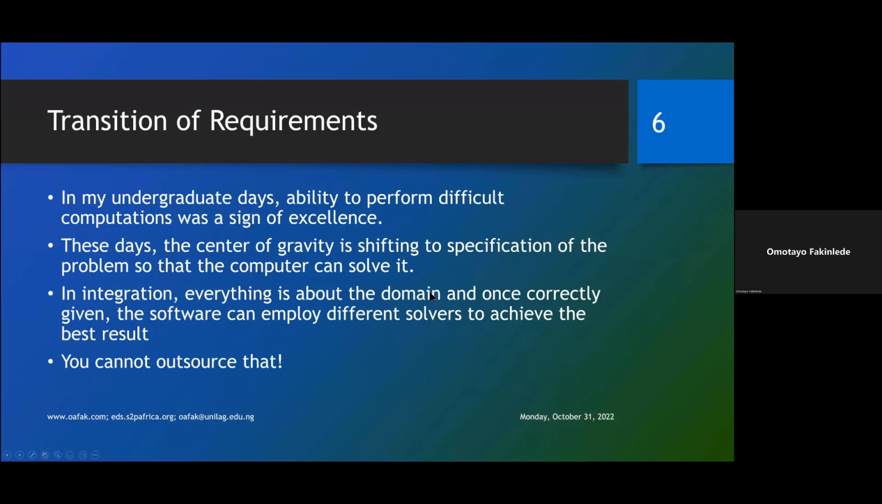So in integration, everything is about the domain. And once correctly given, software can employ different solvers to achieve the best results. It doesn't matter whether you are integrating something simple or you are integrating a differential equation, but you must be able to get your boundary conditions, and those are usually around domain issues. So you cannot outsource that. No matter how powerful a software you have, you will still need to do the domain manually and find what is relevant domain to the problem, because whoever wrote the solver or the finite element code does not know the specific problem you are going to solve. You know the specific problem you are going to solve.